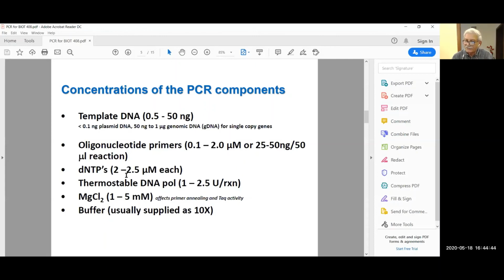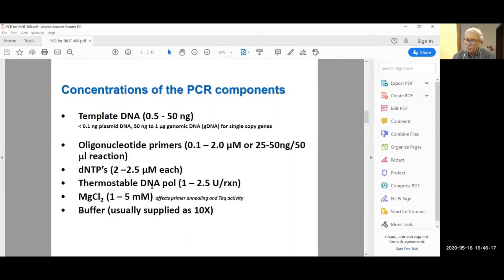Divide 2.5 by 25, and that will be the micromoles of the dNTPs that we are using.